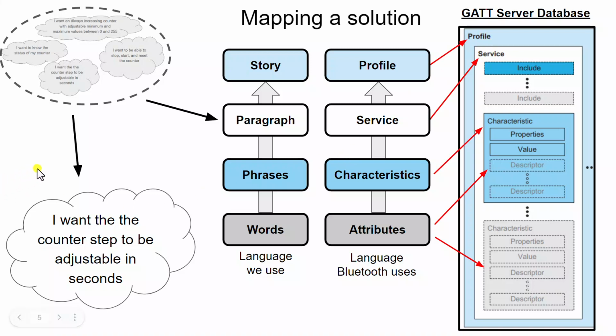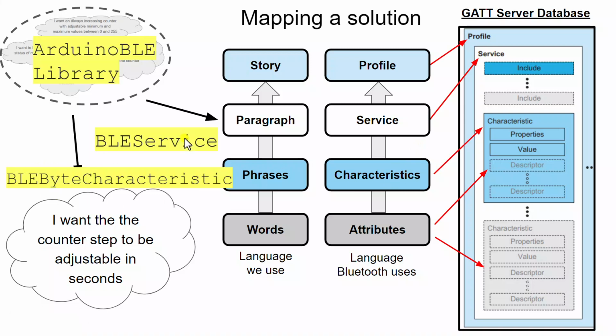Now, when we want to map this using the Arduino tools, I use the Arduino BLE library, which stands for Bluetooth Low Energy. And the two main classes that I used were something called a BLE byte characteristic, which expresses these phrases here, and then the BLE service, which can be thought of as this paragraph, so that's a wrapper for the characteristics. And those are the core classes that are used.